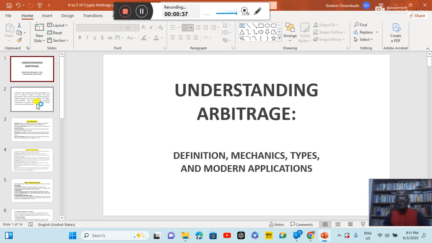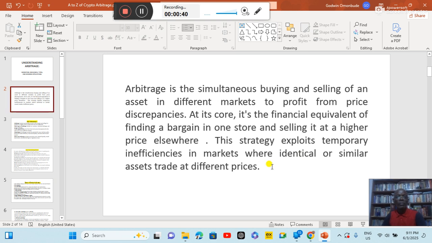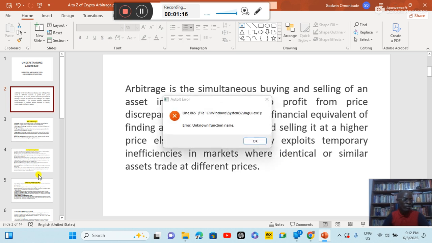What is arbitrage trading? Arbitrage trading is the simultaneous buying and selling of an asset in different markets to profit from the price discrepancies. At its core, it is the financial equivalent of finding a bargain in one store and selling it at a higher price somewhere else. This strategy exploits the temporary inefficiencies in the market where identical or similar assets trade at different prices.